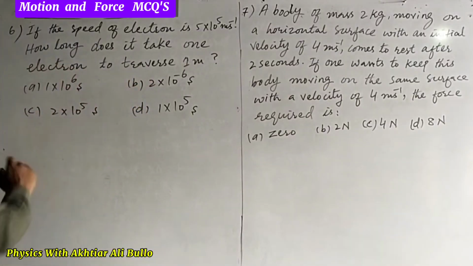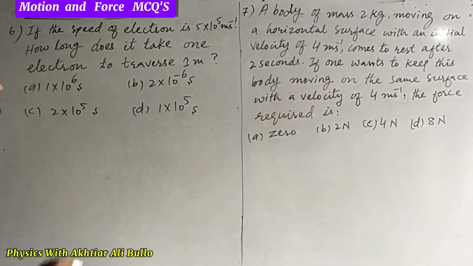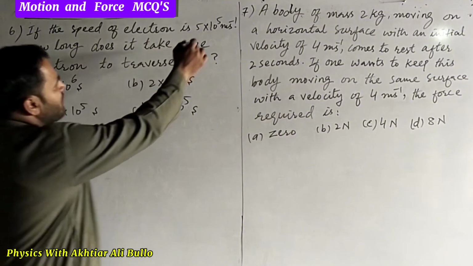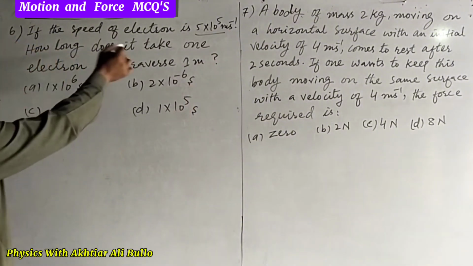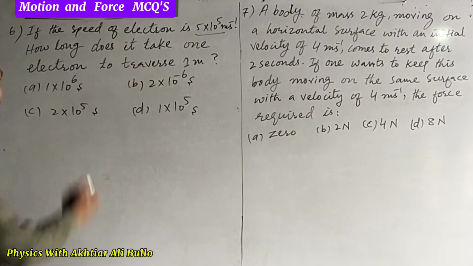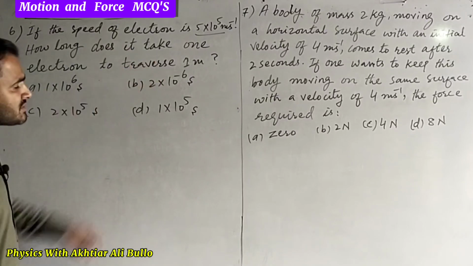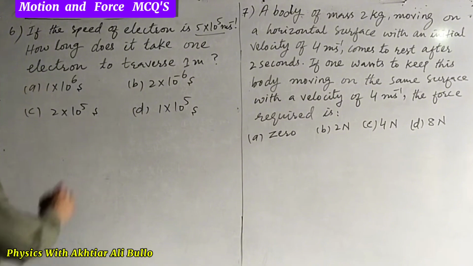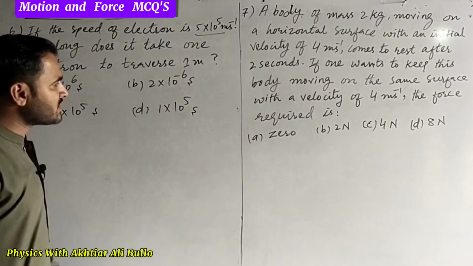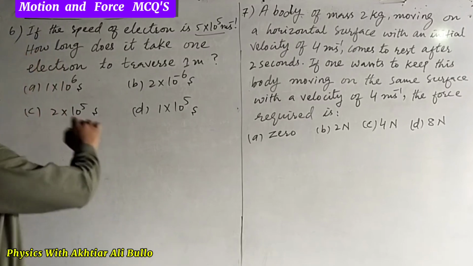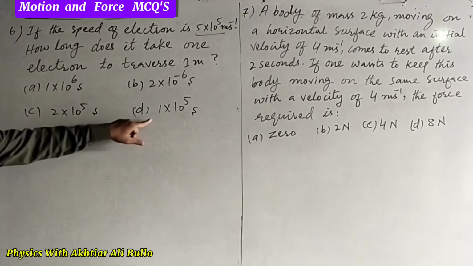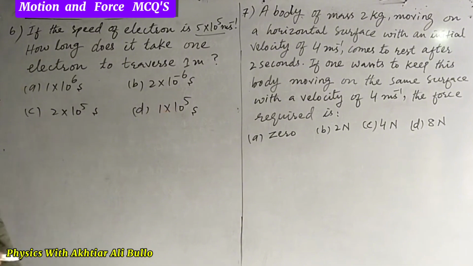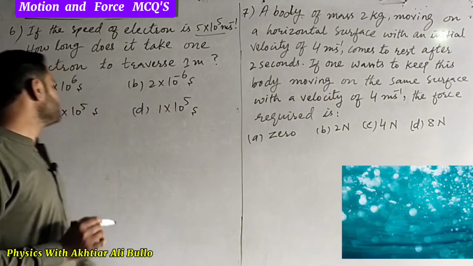The MCQ number 6 is: if the speed of electron is 5 into 10 raised to power 5 meter per second, how long does it take one electron to traverse 1 meter? A, 1 into 10 raised to power 5 second, B, 2 into 10 raised to power minus 6 second, C, 2 into 10 raised to power 5 second, D, 1 into 10 raised to power 5 second.